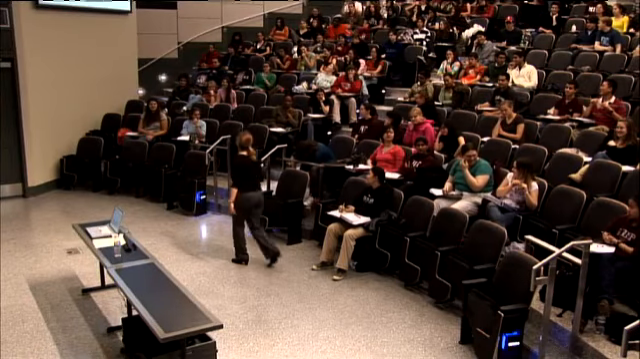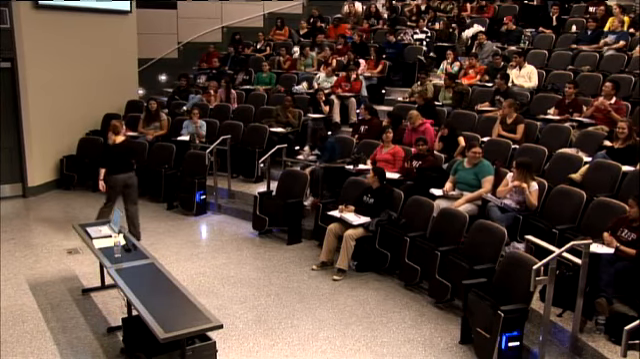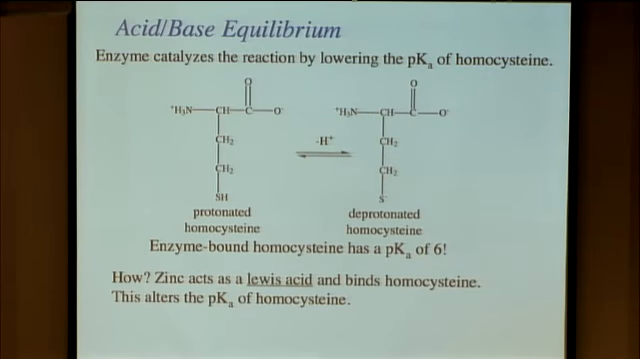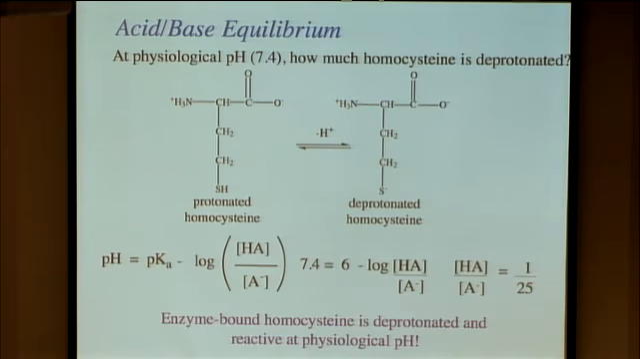Okay. So just this week, it alters the pKa here. So now what's our situation? Well, now at physiological pH, we have a pKa of 6. And so that gives us a very different ratio. Instead of 400 to 1, we have 1 to 25.